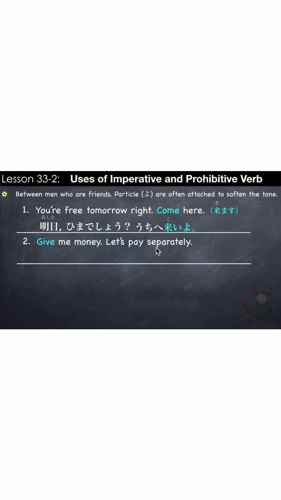Next is, give me money. Let's pay separately. So in this scenario, maybe someone is holding the receipt and asking their friends to pay for their meal, and he or she is asking for the money. So let's pay separately, but give me your money so I can pay. So we have our verb, which is give or take out, which is dashimasu. So we say, 金を出せよ. So dashimasu becomes dase, and then we add yo. 金を出せよ. Let's pay separately is 別々に払おう.